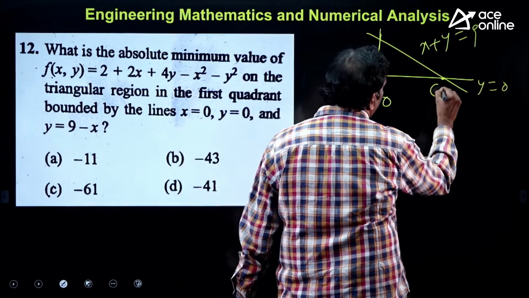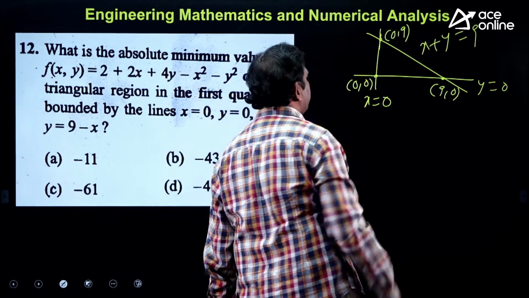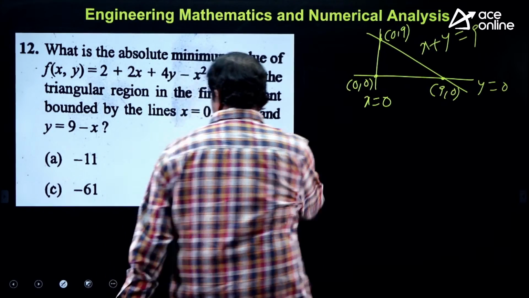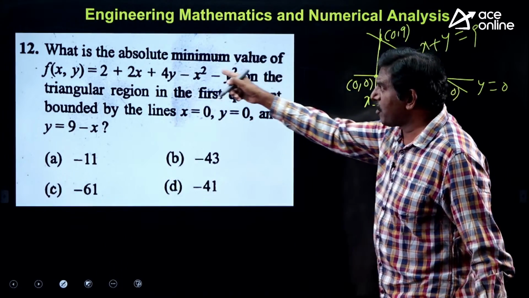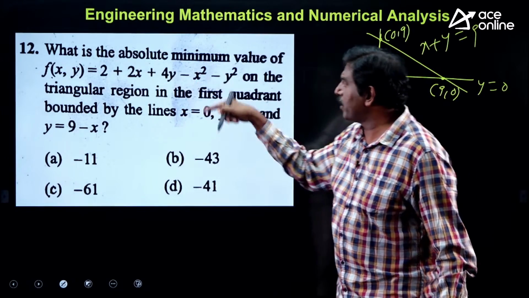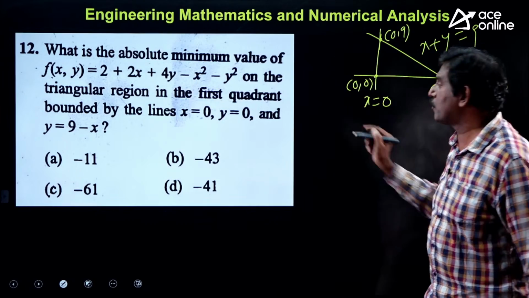0, 0; 9, 0; 0, 9. Right. Now, they asked for the absolute minimum, which means first you have to identify the local point of minima, and then along with the local point of minima you have to substitute the corner points also.